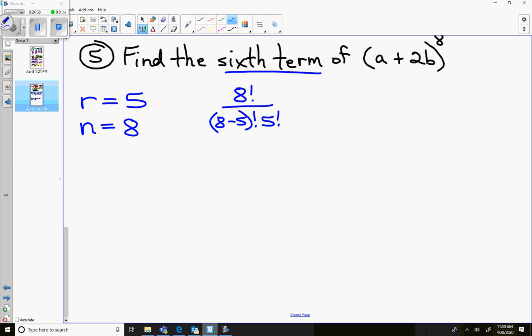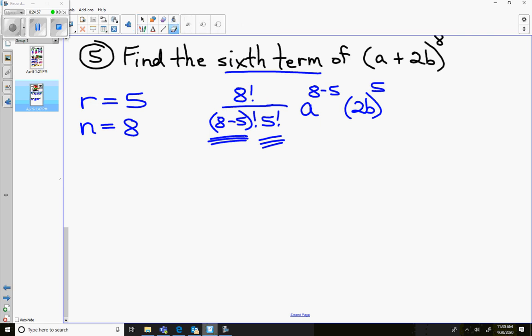What is the first term in the parentheses? It is an a raised to whatever that right there is. So it's going to be 8 minus 5. Second term is a 2b raised to whatever that is, to the 5th power. And that's basically the answer. Now, we're not going to leave it like that. We got to clean it up. But that is basically our answer to this problem.